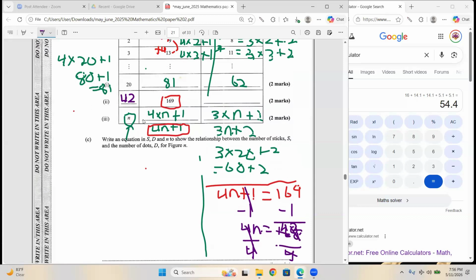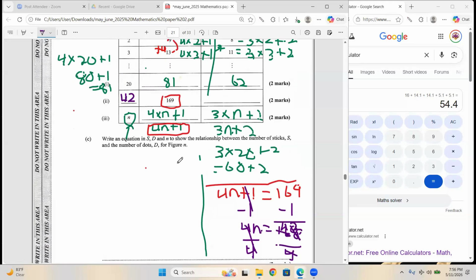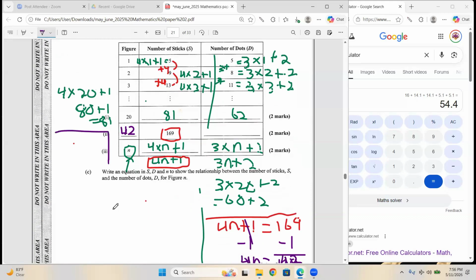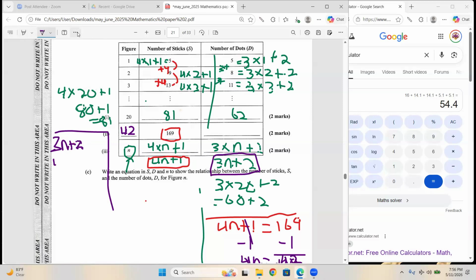We now need to figure out its number of dots. So since we know it's figure number 42, oh boy, I need some space. I'll use probably somewhere here. We're using the formula to find the number of dots, which is 3n add 2. We know that n is 42, which is figure number 42. So 3 multiplied by 42 add 2.